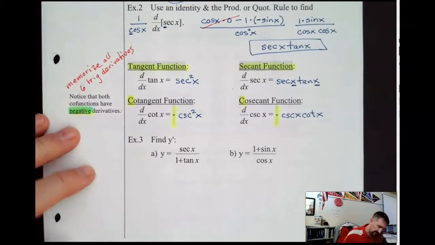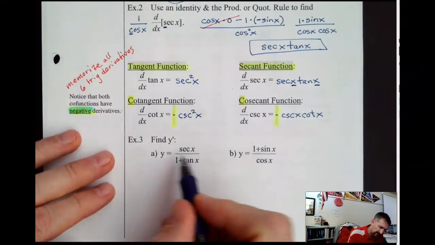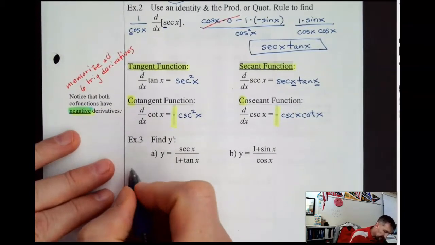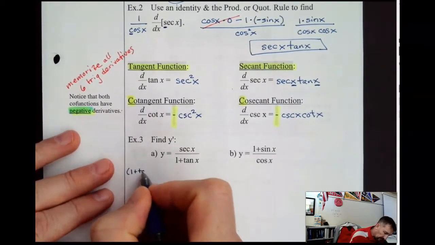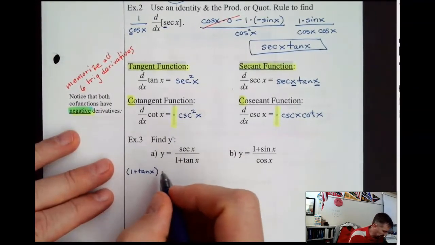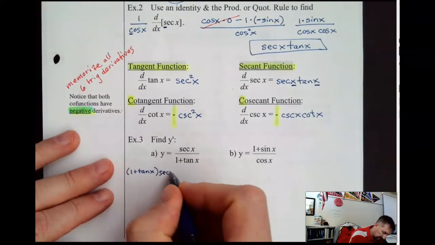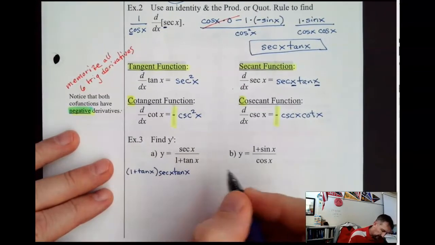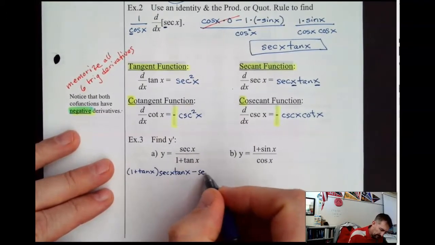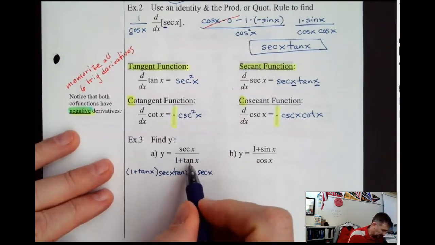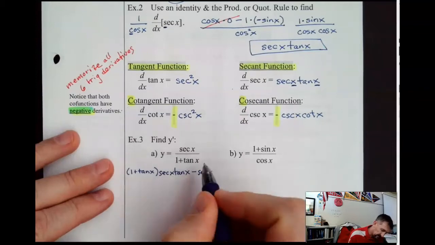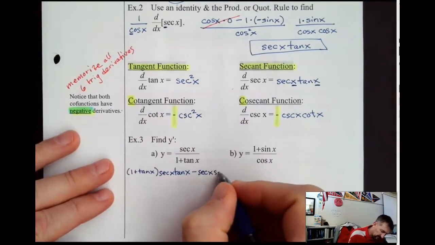Okay, so let's go down here. We have the quotient rule. Find the derivative of this. So low d high. So the derivative of secant is secant tangent. Low d high minus high d low. Now the derivative of this is going to be 0, and the derivative of tangent is secant squared.